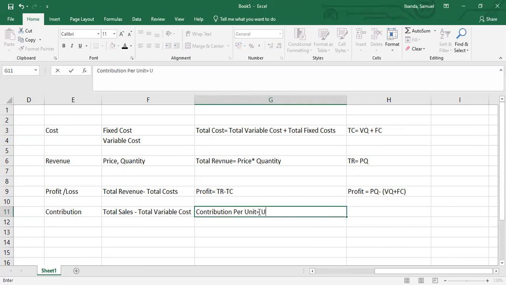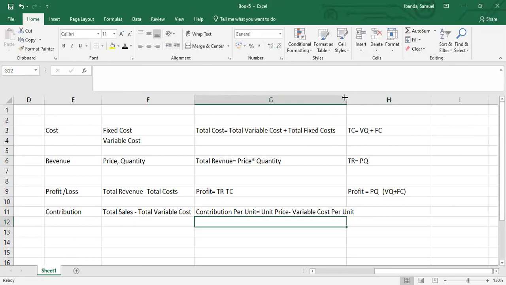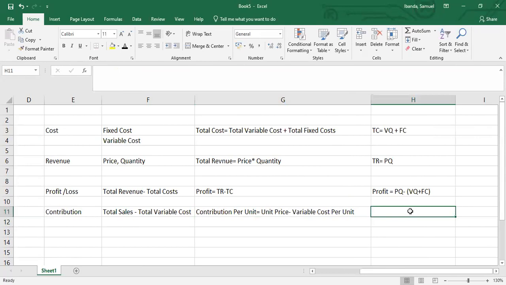Will equal to the unit price less the variable cost per unit. Variable cost per unit. So that is what we will basically have. You get it? So it's good for you to understand this even as we proceed as well.